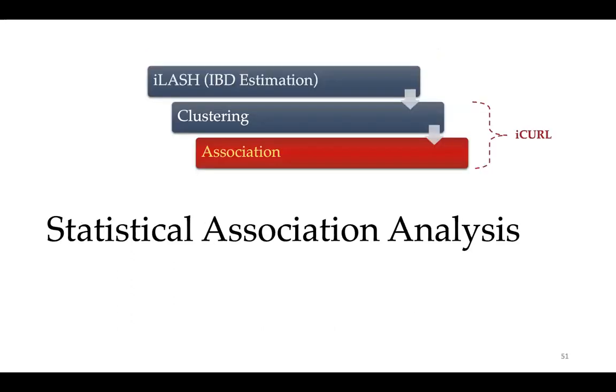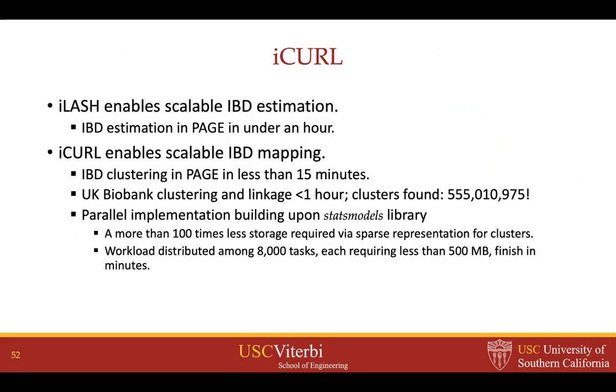We packed our clustering solution with a simple association testing program into a software package called Icahn. While Eyelash enabled scalable IBD estimation, for example doing IBD estimation in under an hour, Icahn enabled scalable IBD mapping by using the Minerva supercomputer here at Icahn School of Medicine at Mount Sinai. It can analyze the whole of the UK Biobank in terms of clustering and linkage in under an hour, with 500 million clusters found.